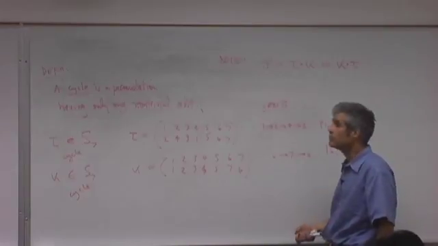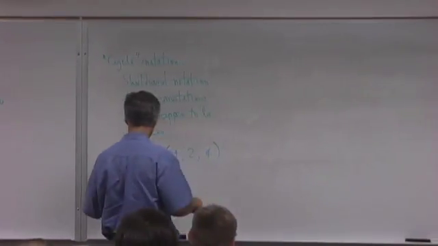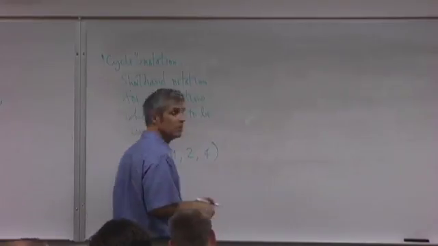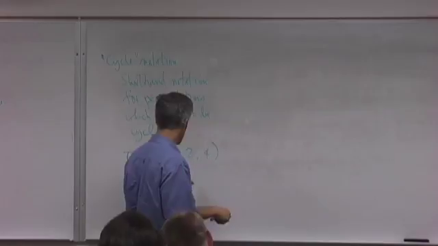What would we product that with as another disjoint cycle? Good question. How about, let's look at kappa. Well, let's see. How would we describe this cycle?